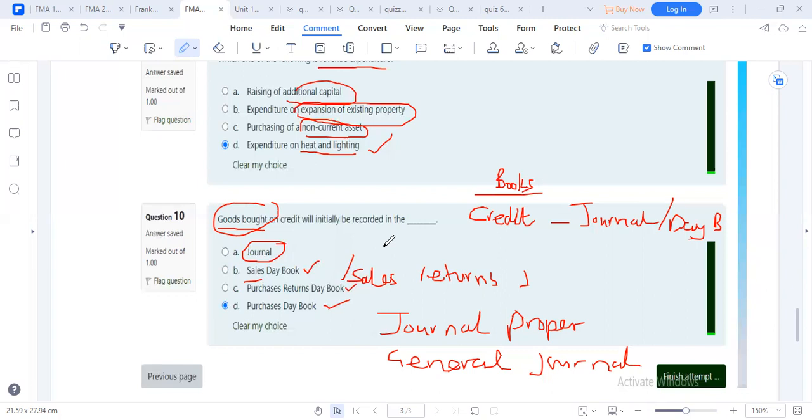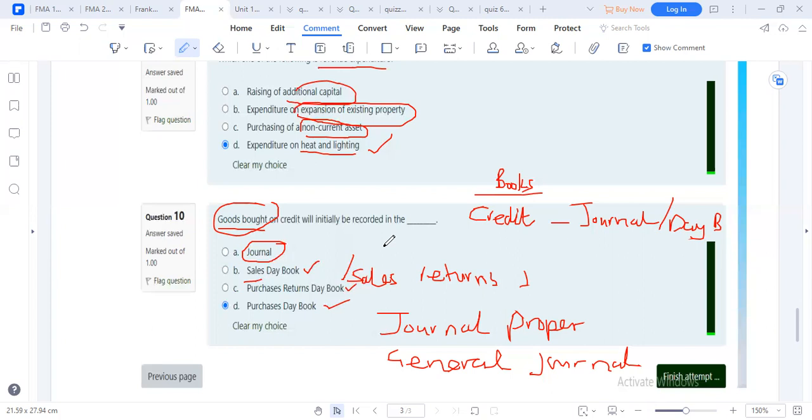So what I was saying is, the books that we use, we call them books of prime entry. These books of prime entry are called journals. Transactions for all sales made on credit go into the sales journal. Transactions for goods that are brought back to us after we sold them go into a sales returns journal. The document we produce for goods that are returned to us because they are damaged is called a credit note.